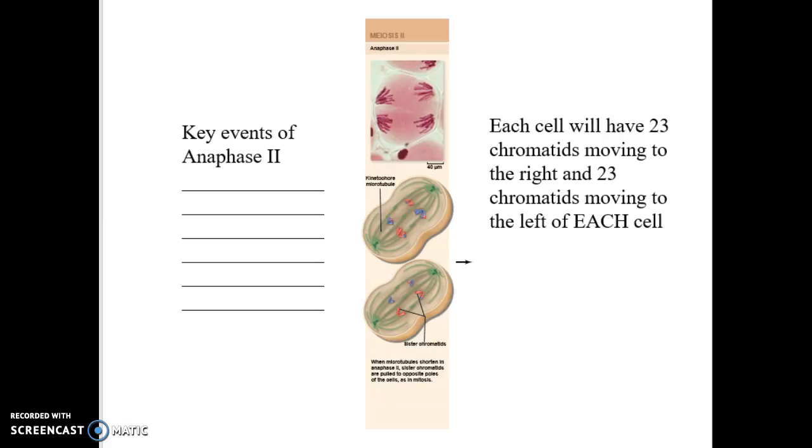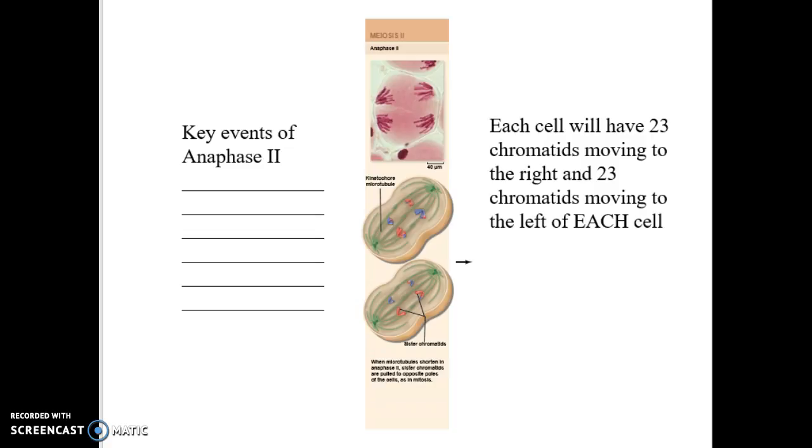Now we have 23 chromatids going to the right, 23 to the left, or 46 total chromatids that should, here's the big key, should be divided evenly, going to the right and to the left in each of those cells. If they're not divided evenly, that's when we get into some of these genetic disorders. And we'll talk about that in the next lecture and as we go further into this information.